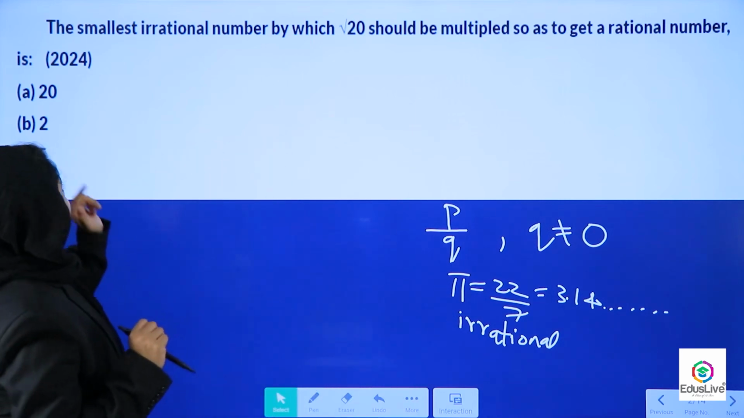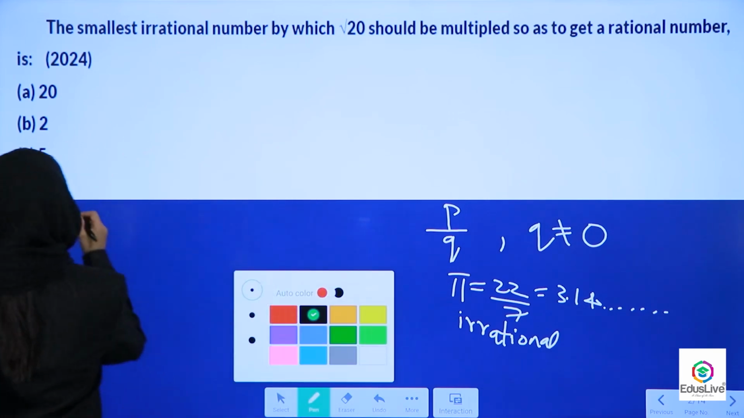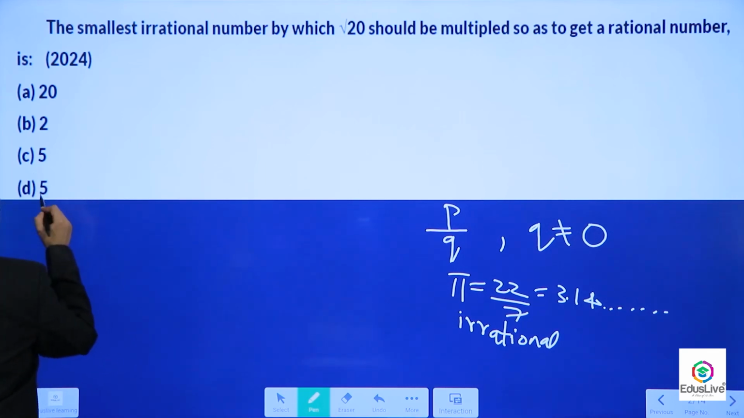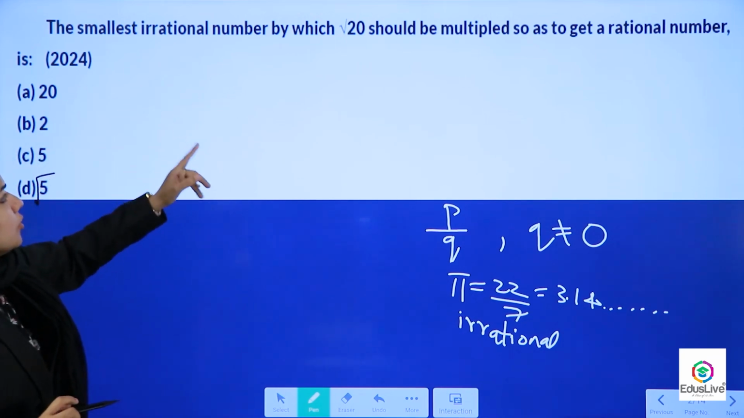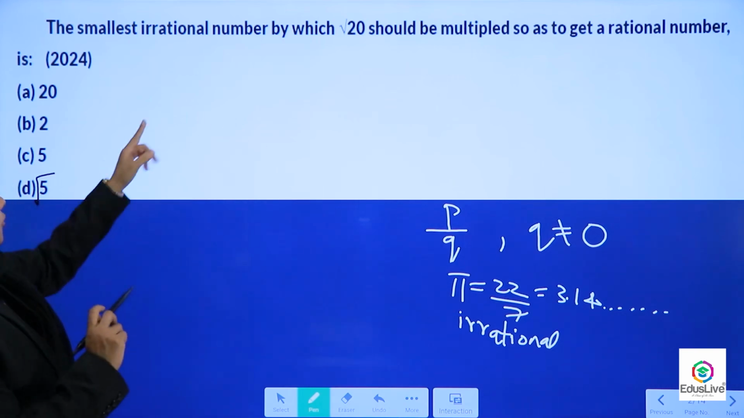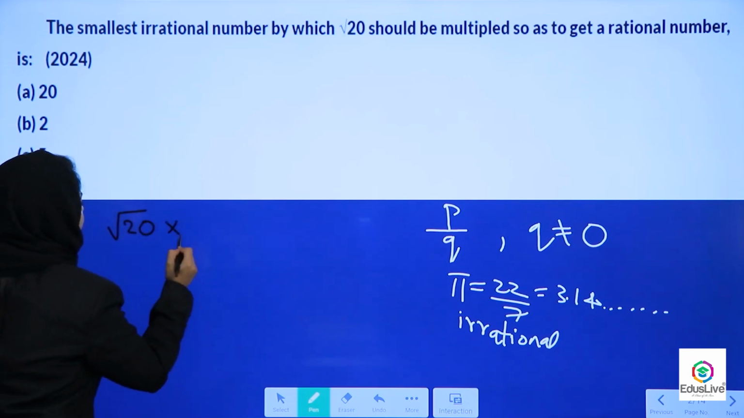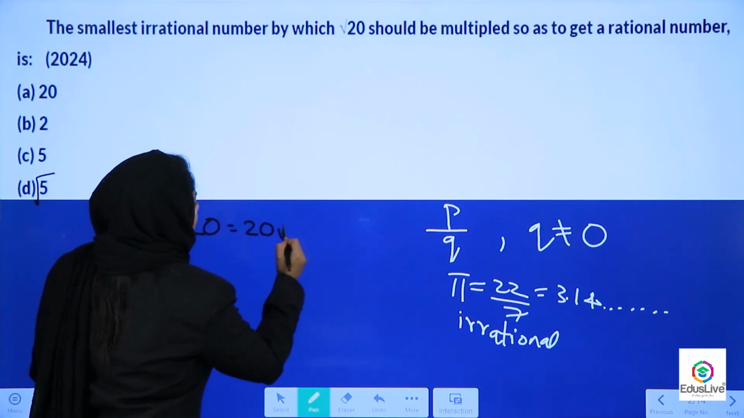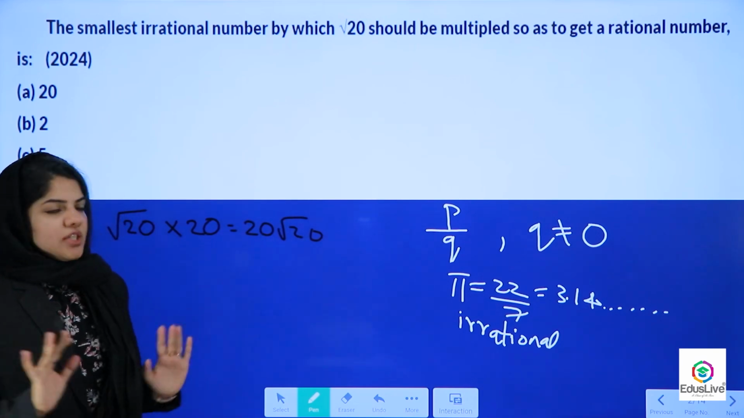Now coming to the question, the smallest irrational number. In the options, we have 20, 2, 5 and root 5. The smallest irrational number by which root 20 should be multiplied. So we will take the first option. Root 20 times 20 is 20 root 20. We have to get a rational number, so this is not a rational number.